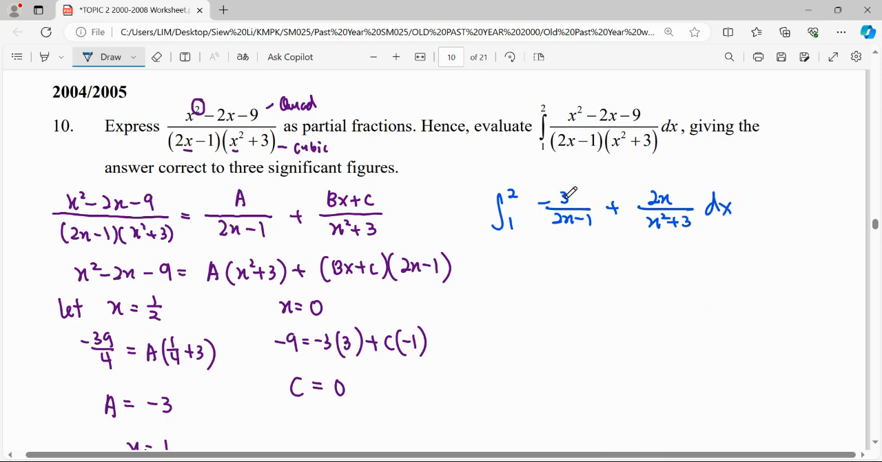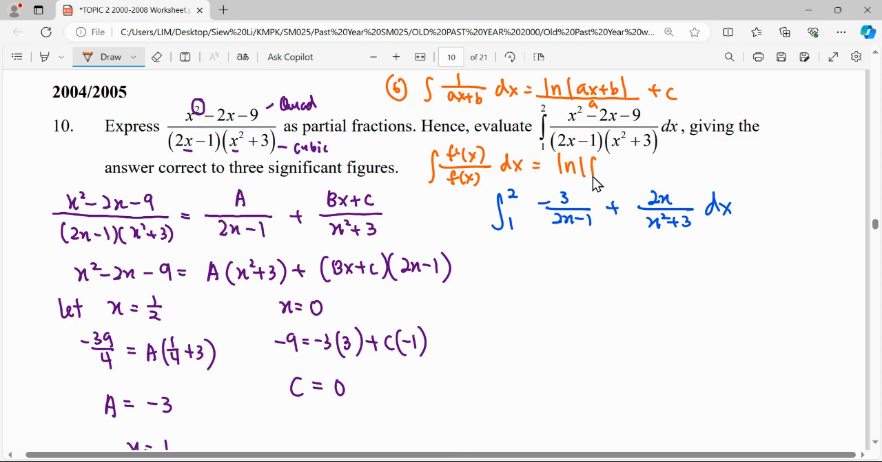For the fraction having a linear denominator, we can use formula number 6, where the integral of 1 over ax plus b dx gives you straight away ln of ax plus b, divided by the coefficient of x, which is a. Another special form is a fraction with f x in the denominator and f prime x up here. To integrate this, we get ln f x straight away, plus c.